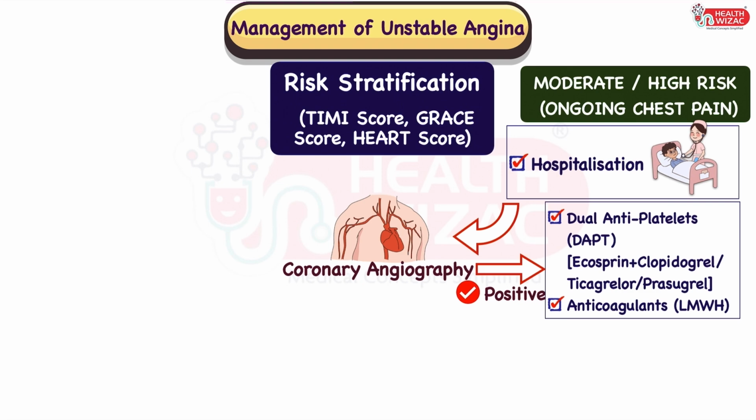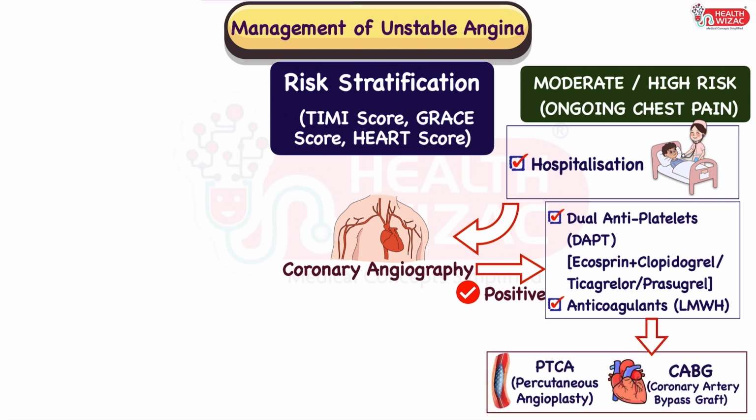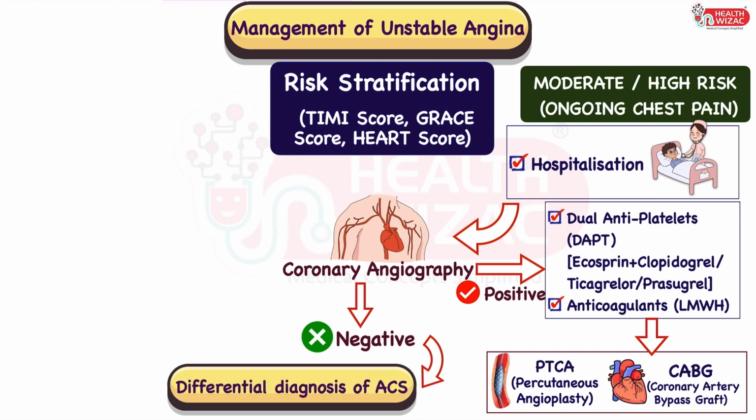dual antiplatelet therapy, which includes ecosprin along with clopidogrel or ticagrelor or prasugrel along with anticoagulants, that is LMWH, followed by percutaneous coronary angioplasty or CABG depending upon the extent of the block, whereas patients with negative coronary angiography report are looked for other differential diagnosis of acute coronary syndrome.